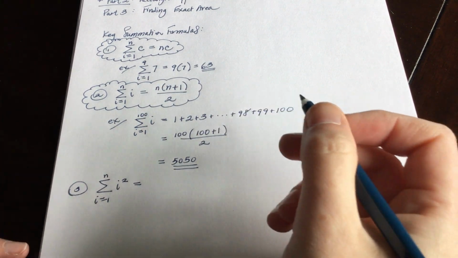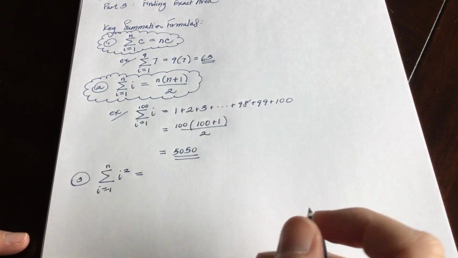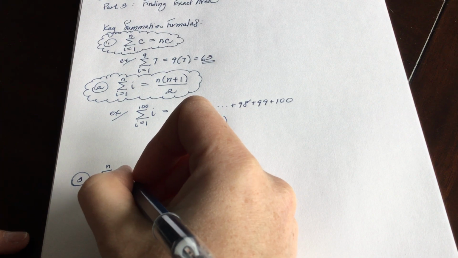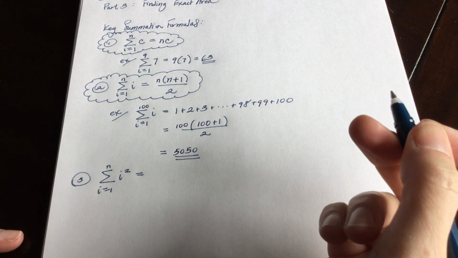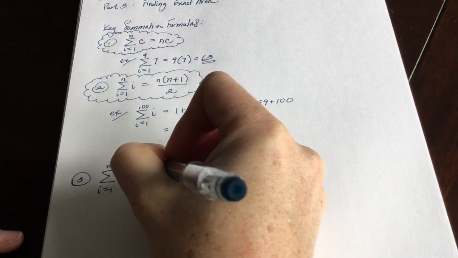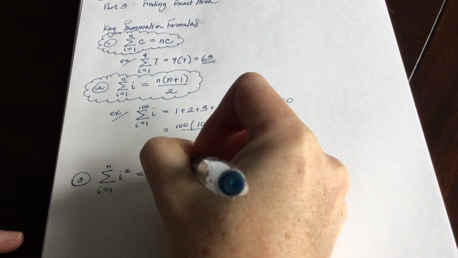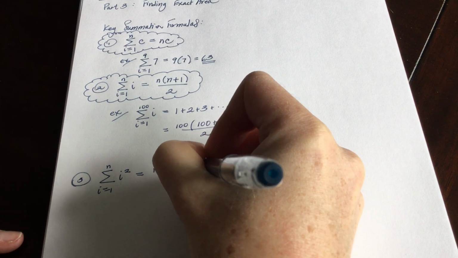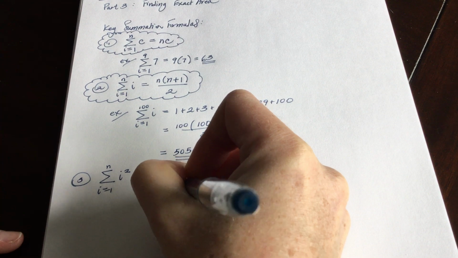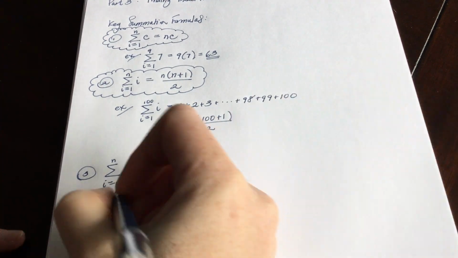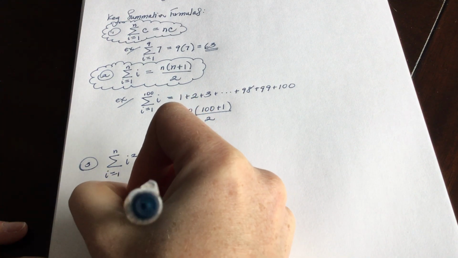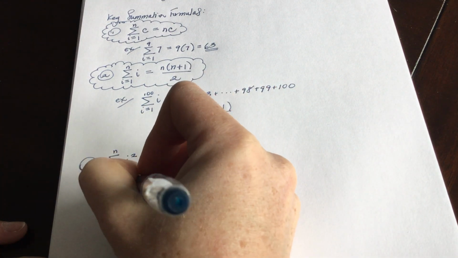This one, let's say you get 50,000 imaginary bonus points if you can remember what this one was. This one would be your upper bound: n times n plus 1 times 2n plus 1, all over... anybody remember? It's 6.